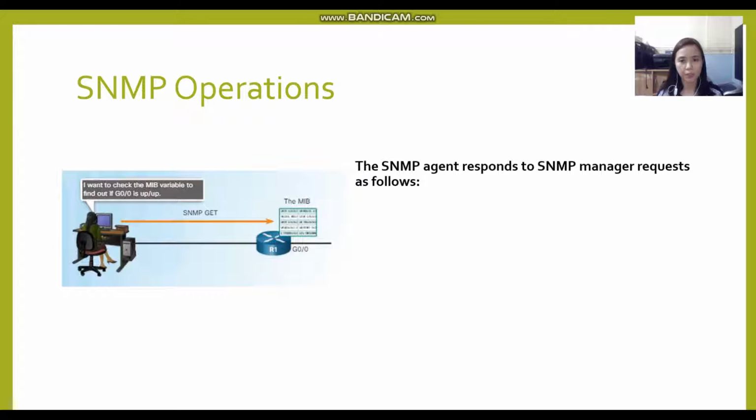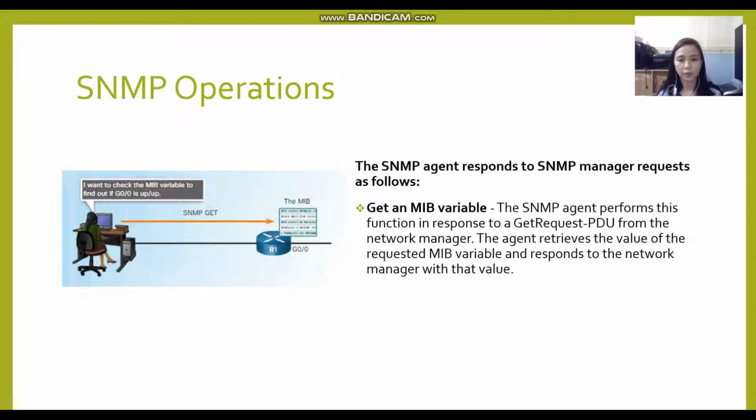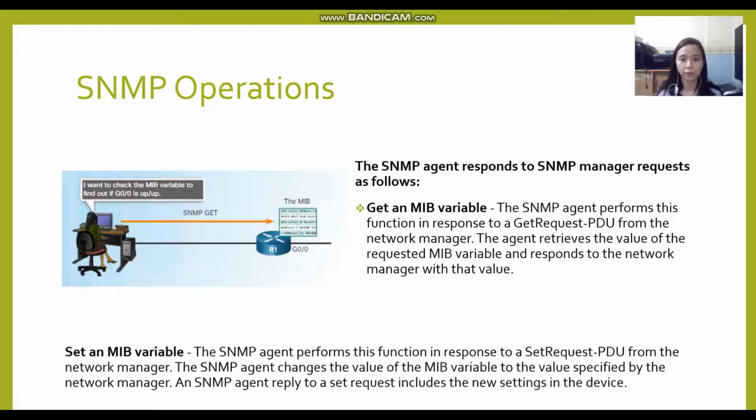The SNMP agent responds to SNMP manager requests as follows. Get an MIB variable. The SNMP agent performs these functions in response to a get request PDU from the network manager. The agent retrieves the value of the requested MIB variable and responds to the network manager with that value.